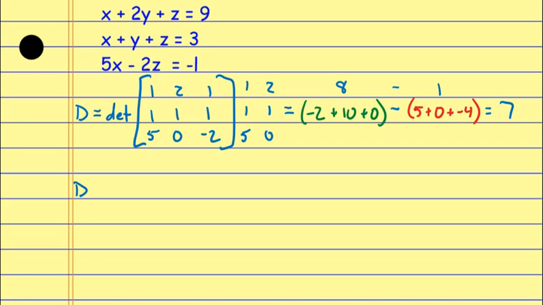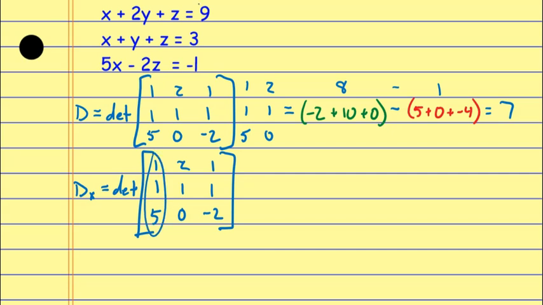So I'm going to do d sub x, which I'm going to call the determinant of the same matrix, okay? Really the same matrix here, except instead of having that x column as 1, 1, 5, I'm simply going to replace this x column with 9, 3, negative 1.